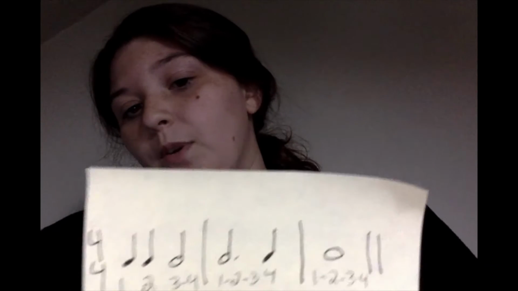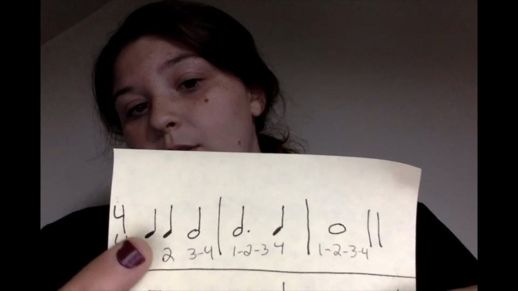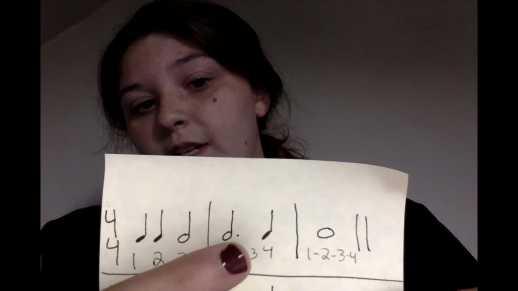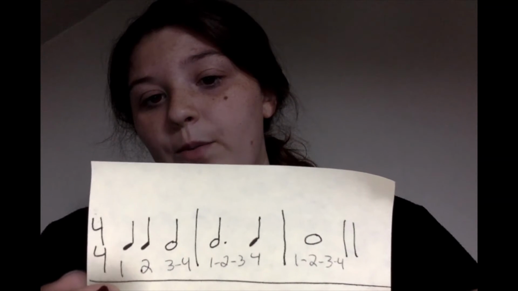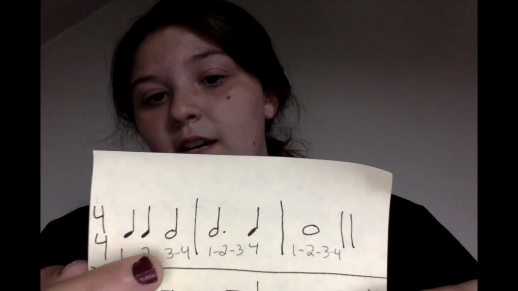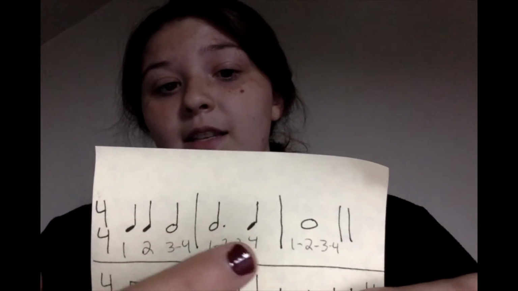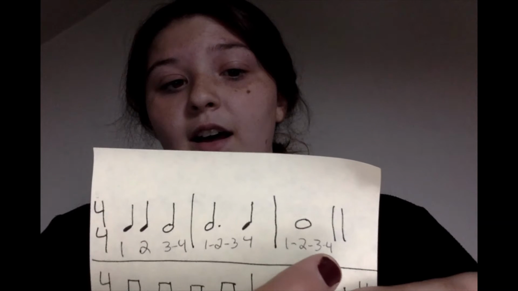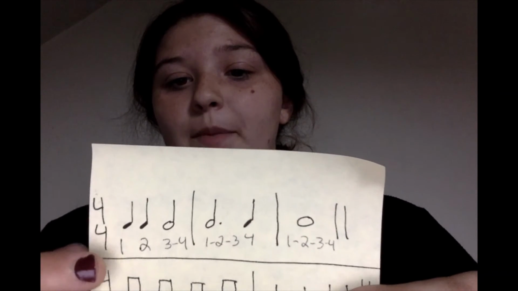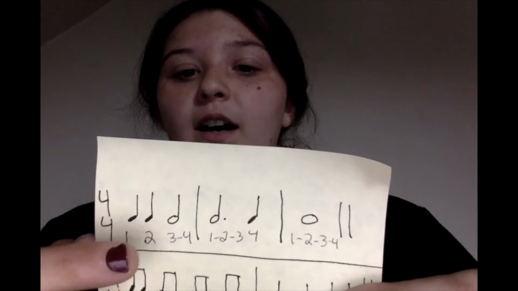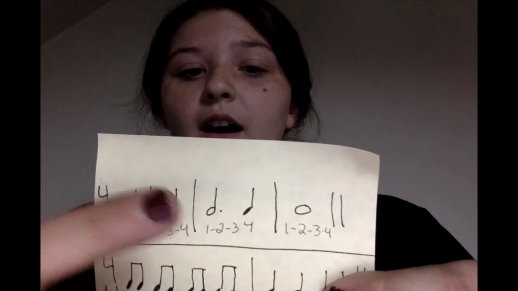Which means that we are going to look at that now. We're looking at the top rhythm. Ready? So, quarter note, half note, dotted half note, quarter, whole note. Here we go. Ta, ta, ta, ta, ta, ta. Okay, let's try it one more time. Here we go. Ta, ta, ta, ta, ta, ta.